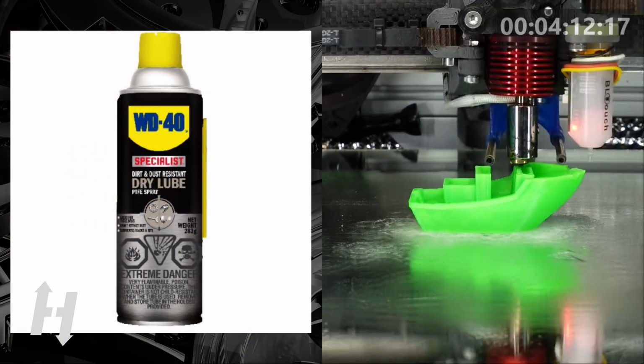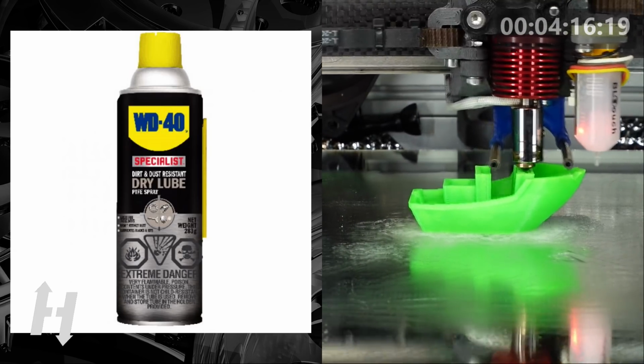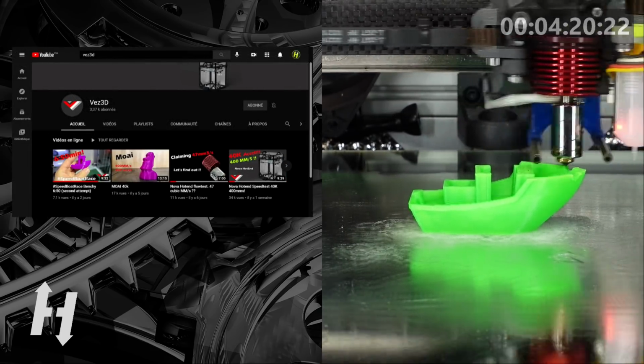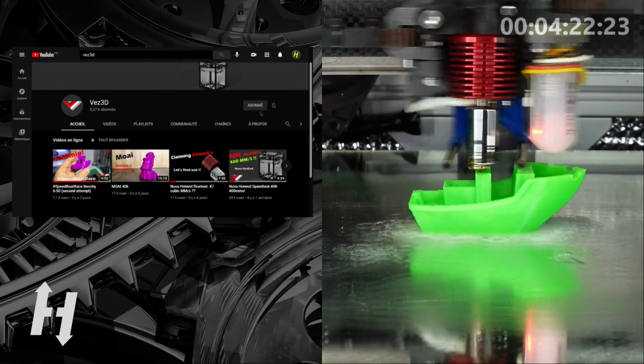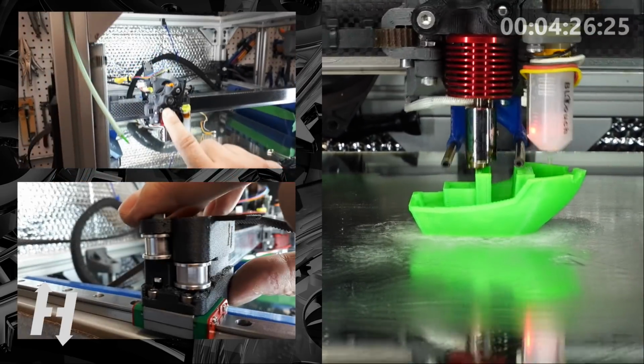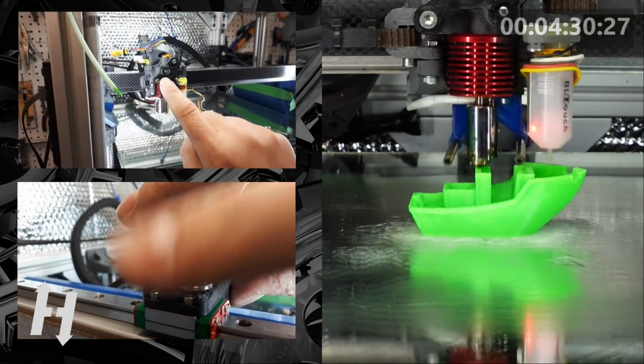Following the advice of my good friend Viz3D, I have cleaned my rails and re-lubricated them with PTFE dry lube. I invite you to have a look at his YouTube channel, linked up here, if you want to see some pretty crazy 3D printing. A fine-tuning of the rails alignment also removed a bit of drag on the system. I now have something that really flies.